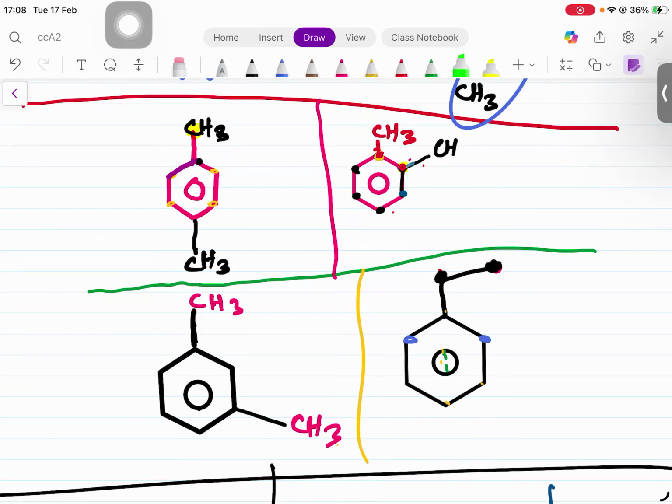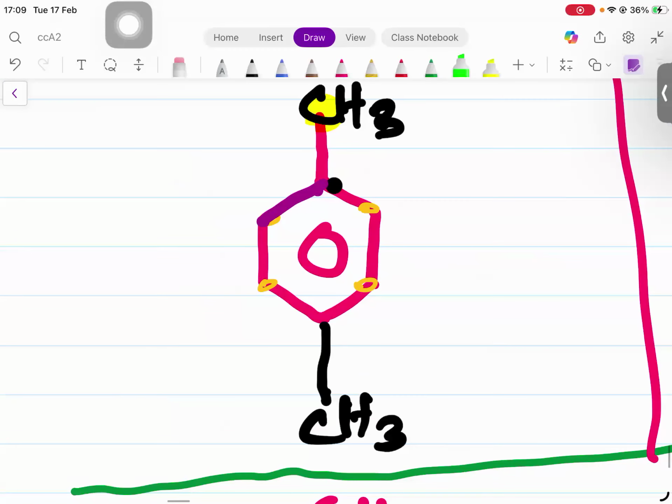Ayla, what about this? How many peaks? Ayla, are you there? Still 3. 3 peaks. Can you explain which 3? So there's CH3 on top and CH3 at the bottom, they contribute to one peak. One peak is because of these two CH3s, and then the benzene ring.